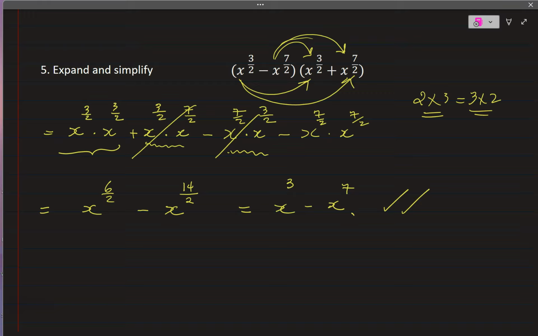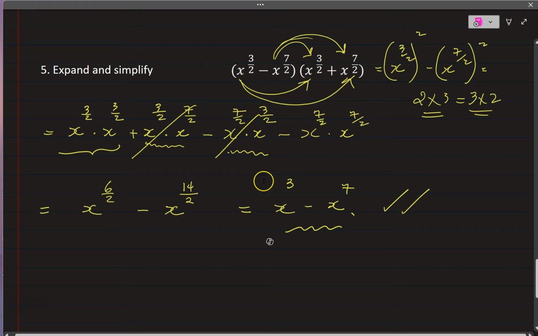Now, if you are in Algebra 1 and at a higher level, a challenge question, you want to do this very quickly, you can actually realize that this is a difference of squares. So that would be x to the 3 half squared minus x to the 7 half squared, and the answer will be right here. And that would be it. You can do that too.